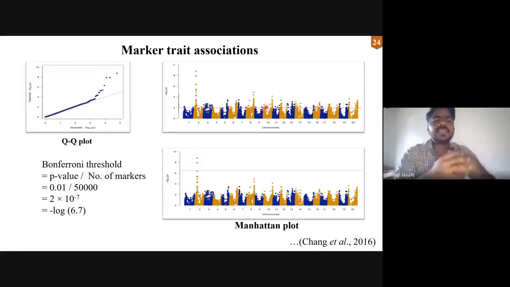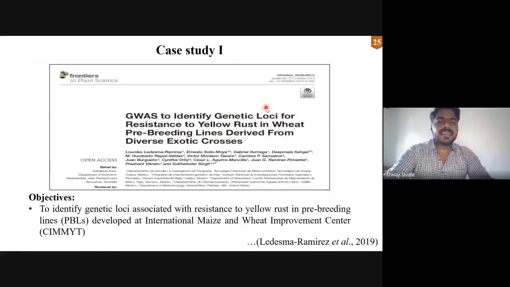We have seen the entire procedure of how to conduct GWAS, how to analyze them, and how it is represented. Now let's see the case study. The first case study is about GWAS to identify genetic loci for resistance to yellow rust in wheat in pre-breeding lines derived from diverse exotic crosses.